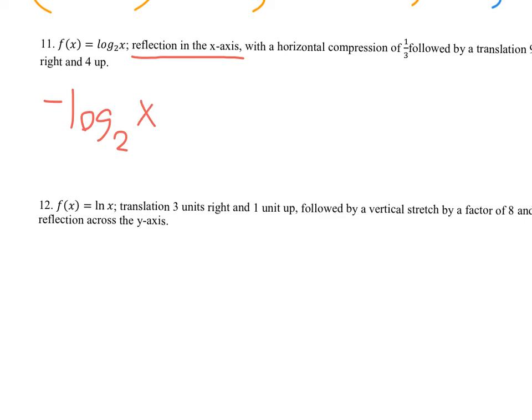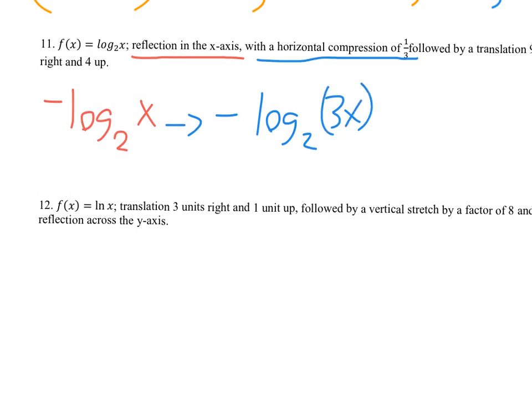Horizontal compression of 1/3. Well, horizontal compression of 1/3 means we're going to replace the x value with 3x. So we've got our minus log base 2. But instead of x, we now have 3x.